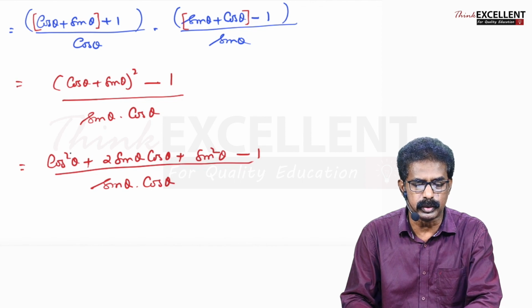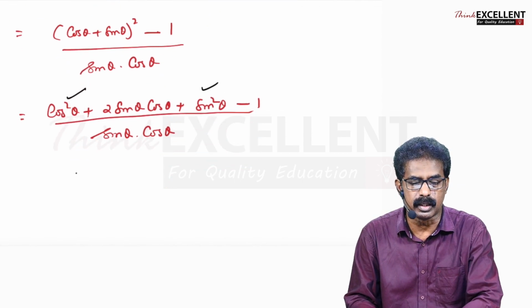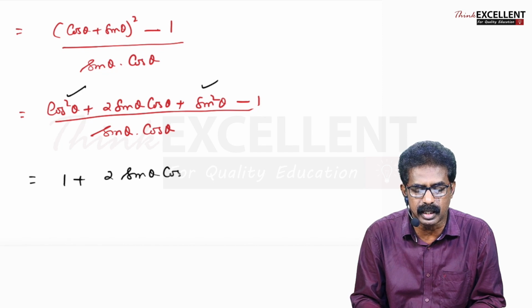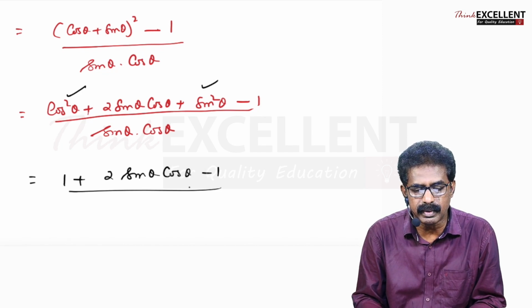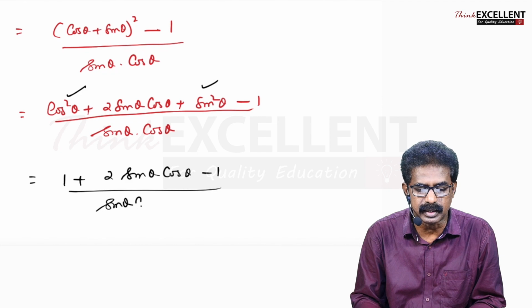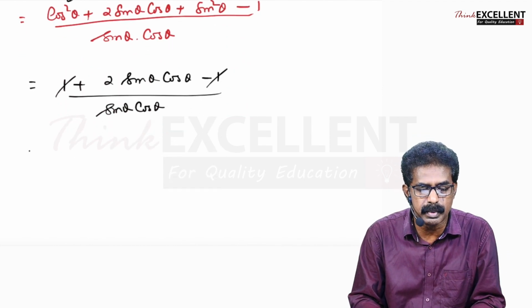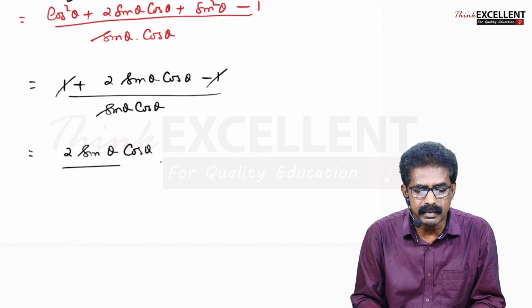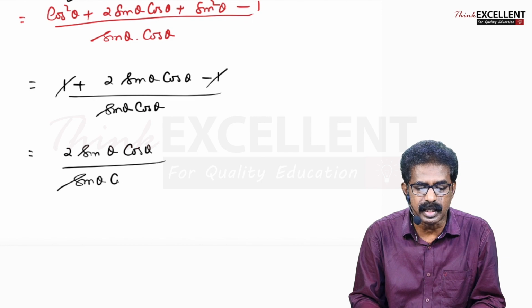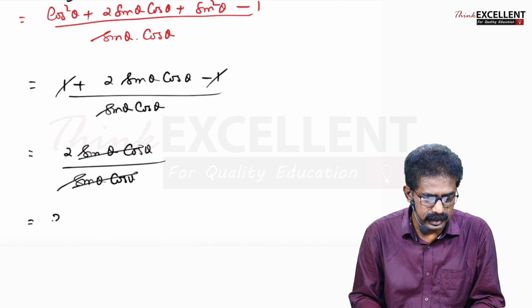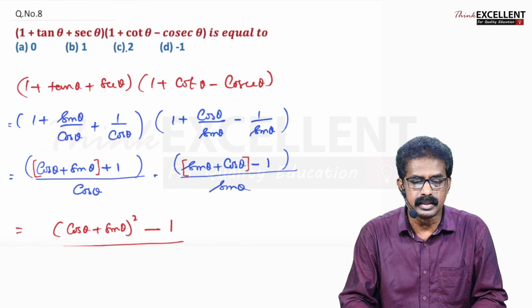Now you can group these two: cos square theta plus sine square theta. What is that? 1. So you are getting 1 plus 2 sine theta cos theta minus 1, divided by sine theta cos theta. You can cancel this plus 1 and minus 1. So what's the remaining? 2 sine theta cos theta divided by sine theta cos theta. Cancel sine theta cos theta. So your answer is 2. That is the third option.